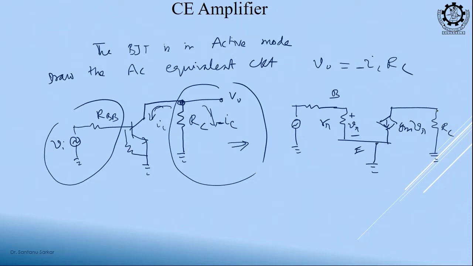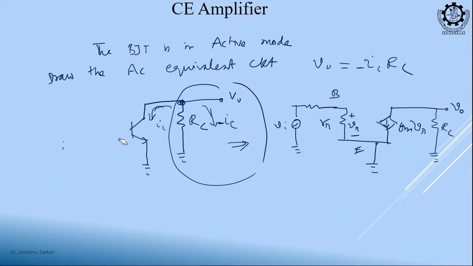Which node is output? This collector node is my output, clear. So, what you will have to do? You will have to find this voltage. So, first step is to find the V pi. So, what is the equation for V pi?